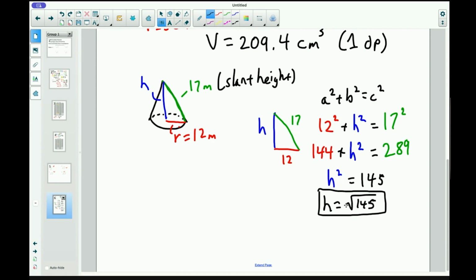But I'm going to use the square root of 145 because if I actually enter that into my calculator, the square root of 145 gives us 12.04159458, okay, which I don't want to write down. So I'm just going to keep it as the square root of 145.